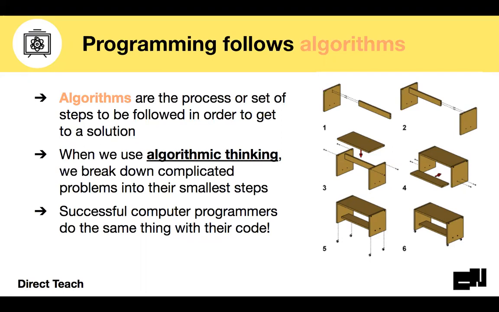This is something that computer programmers do all the time when they're trying to solve a difficult problem. Let's say they're trying to make a website that does X, Y, and Z, whatever it has to do, right? They need to think, well, what are the steps I need to take in order to make it function the way I want it to function. So algorithmic thinking for computer programmers like you all is going to be very important.